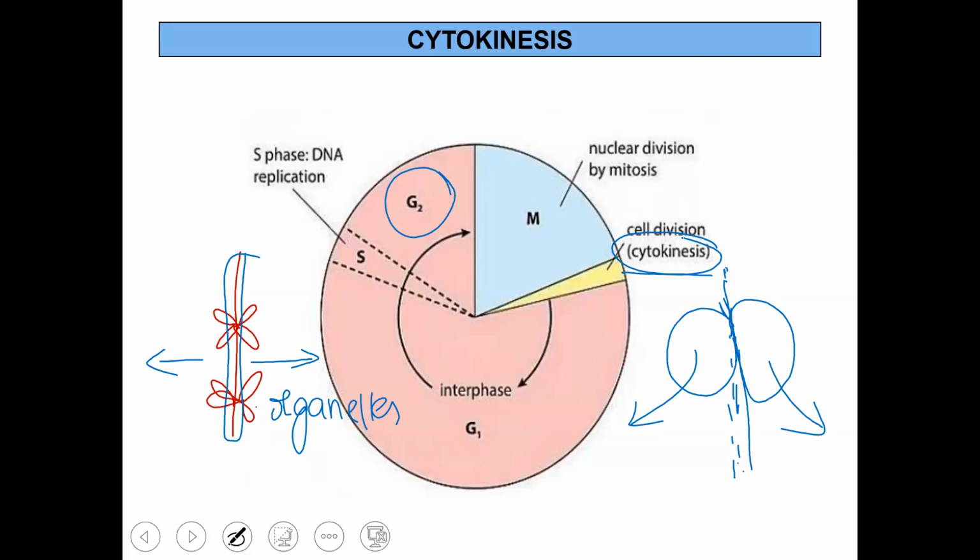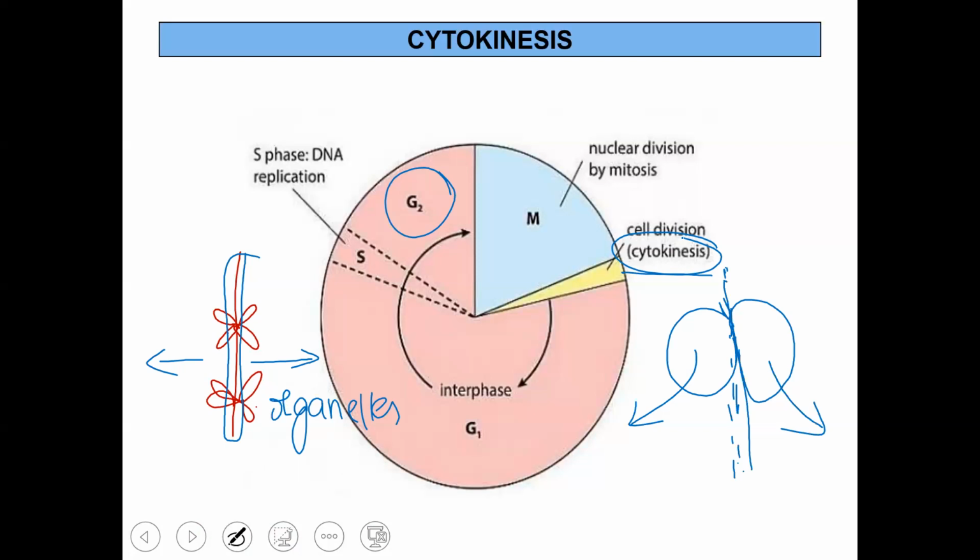Cytokinesis plays a very important role because the cell wall is going to be separated. The cell wall in a plant cell is separated in a different way, and in an animal cell it is separated in a different way. So the cytokinesis process is common for both plant and animal cells, but the way it separates is different.